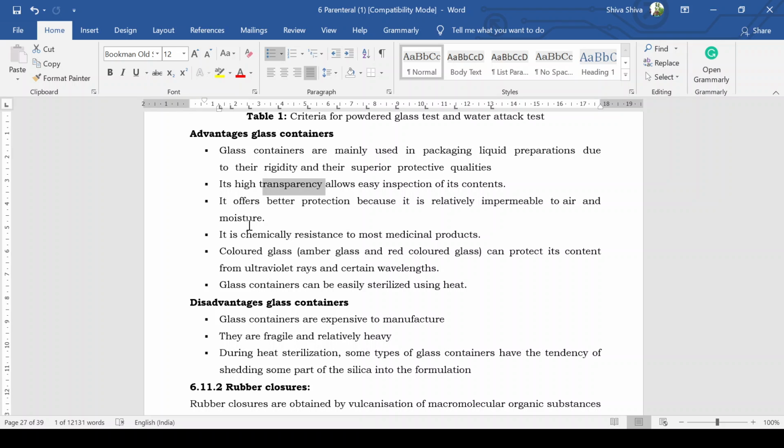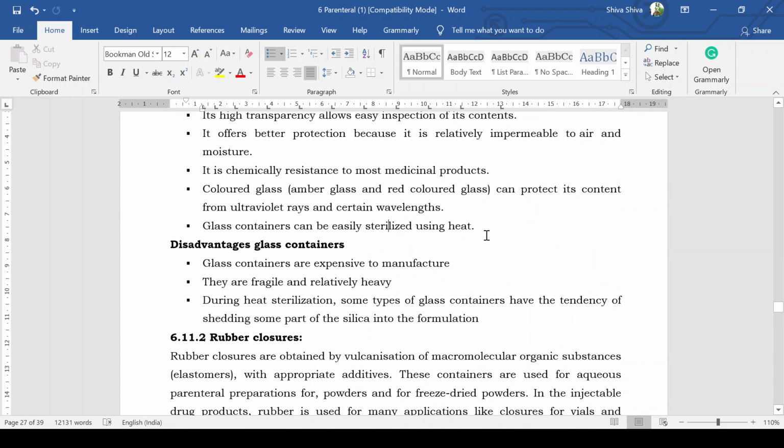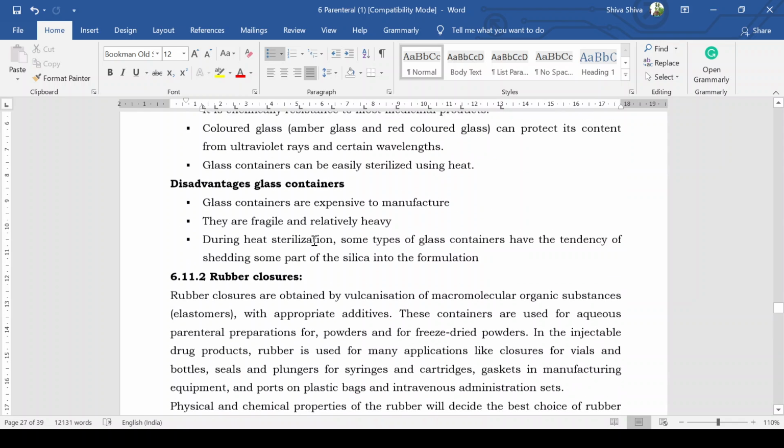Then colored glass like amber glass or red colored glass is used for the protection of light sensitive product from the ultraviolet rays. Amber color बॉटल तुम्ही यूजच केलेले असतील, त्यासाठी यूज करता तुम्हाला माहिती. Then glass containers can be easily sterilized using heat. हा एक त्याचा ॲडव्हान्टेज आहे. ग्लास कंटेनरचं स्टरलायझेशन जर तुम्हाला कॅरी आउट करायचं असतं इझी असतं ॲज कम्पेअर टू प्लास्टिक कंटेनर.